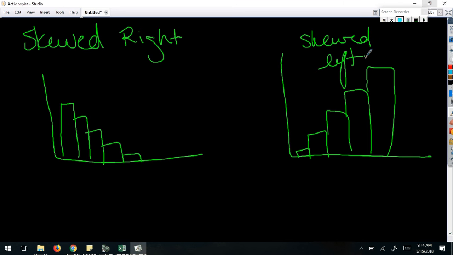Okay, so on your test, on your quiz, on your homework, you'll be given a probability distribution. You'll be asked to complete the probability distribution, graph the probability distribution, and describe the shape of the probability distribution. Okay? All right.